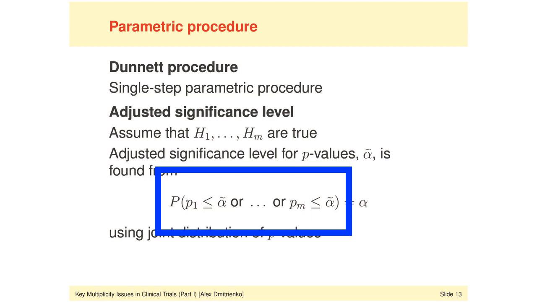So we again assume here that the hypotheses of interest, H1 through Hm, are all simultaneously true, and therefore the family-wise error rate is equal to this probability. We can compute this probability for any value of the adjusted significance level, alpha tilde, and we can choose that adjusted significance level in such a way that this probability exactly equals alpha. It's not going to be less than or equal to alpha, it's going to be exactly alpha. In this case, we don't need to use upper bounds anymore.